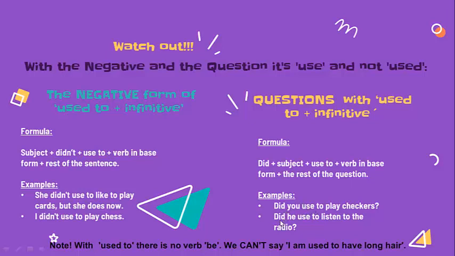The second example: Did he use to listen to the radio? Okay, again we have did, so we don't need to add the d at the end of use. With used to, there is no verb be. We can't say "I am used to have long hair." Okay? You don't use the verb to be with used to.